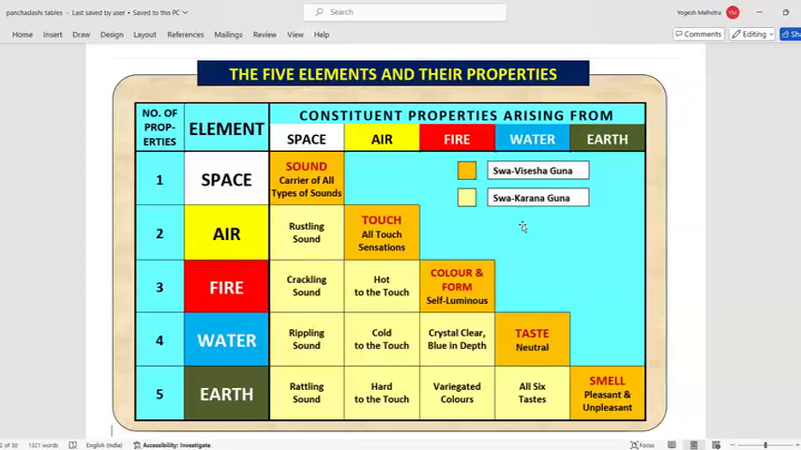Then Agni has three properties. Its own property, Swa Vishesh Guna, is color or form. So Roop, Roop ya Akar. Roop or Akara is the property of fire, and of course it has sound also, the crackling sound when we hear the fire burning, and then it has a touch sensation. You can test and see. You touch the fire, you will know it is hot to touch, right? It has this touch sensation also.